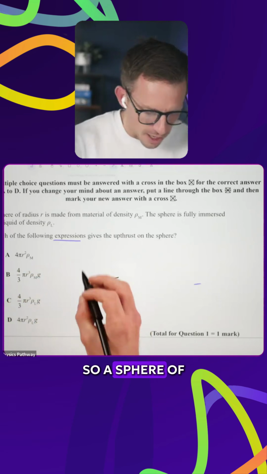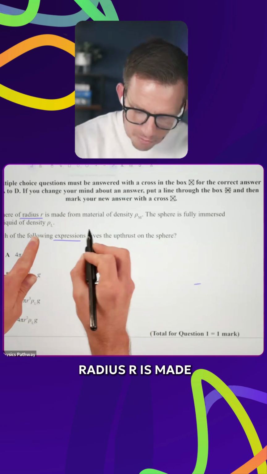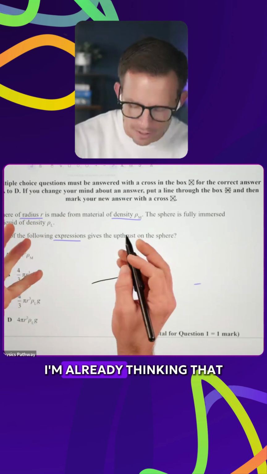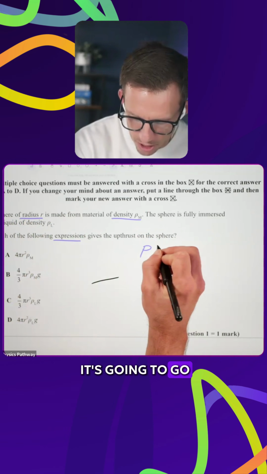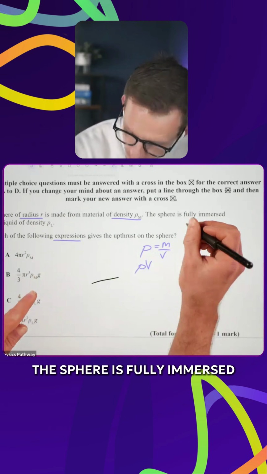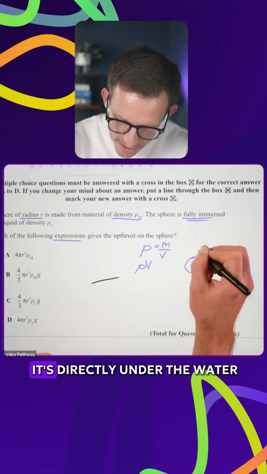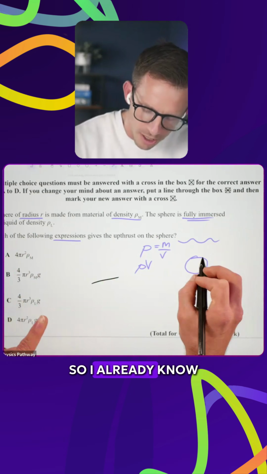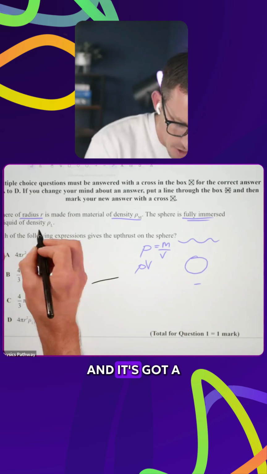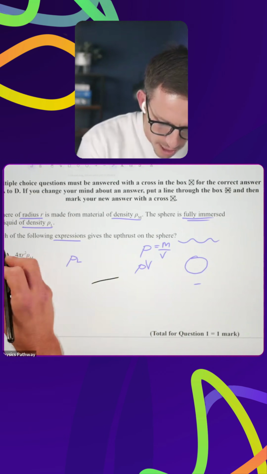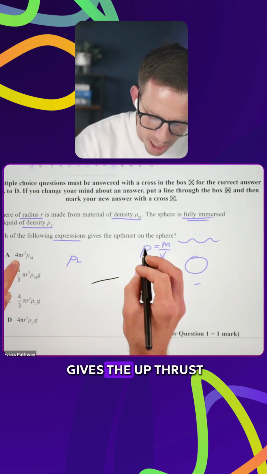So a sphere of radius r is made from material of density ρ. Cool. As soon as I've got that sphere and radius, I'm already thinking that it's going to go m over v. The sphere is fully immersed. Okay, so that gives me an idea that it's directly under the water. So I already know some forces are going to be acting on it, and it's got a liquid density of ρL. All right. Which of the expressions gives the upthrust?